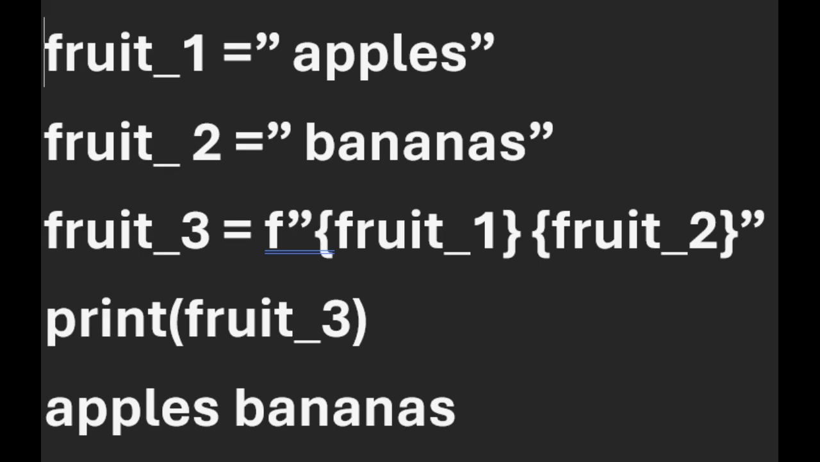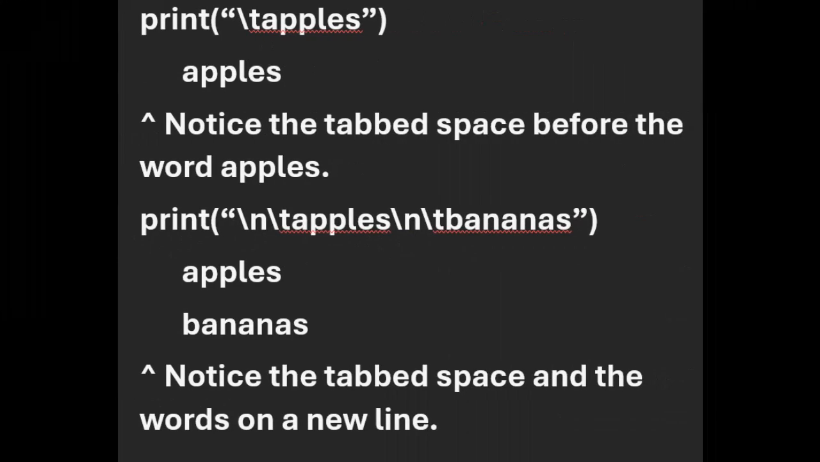The f in this coding example stands for format, and these strings are called f-strings because Python formats the string by putting the name of the variable in braces with the value. Next, to further format the structure, or the way the words appear in your code output, you can use backslash t, such as print("\tapples"). This will just tab the word apples a few spaces forward in the output.